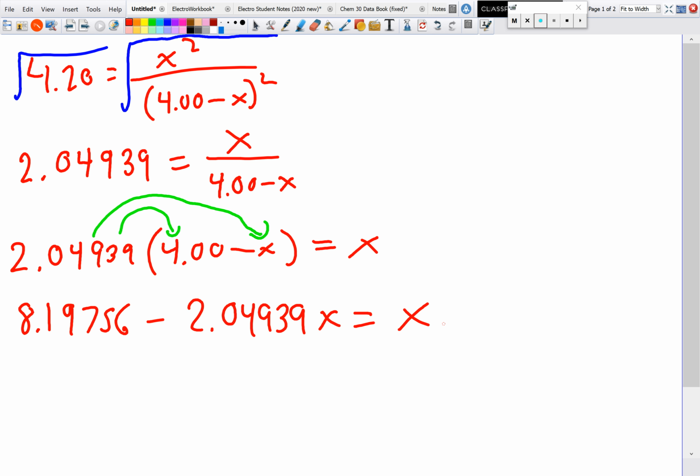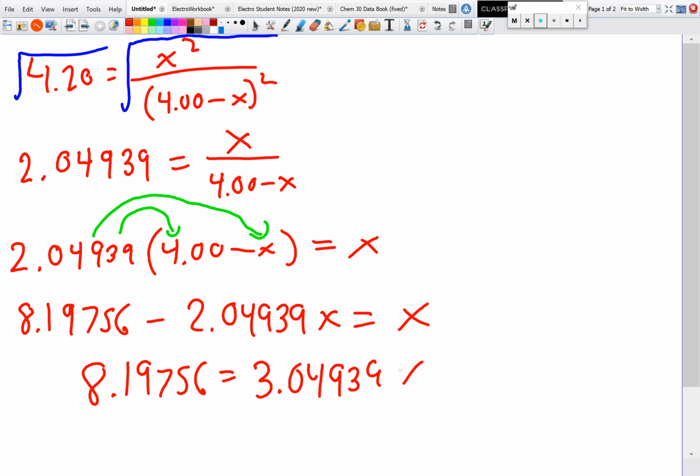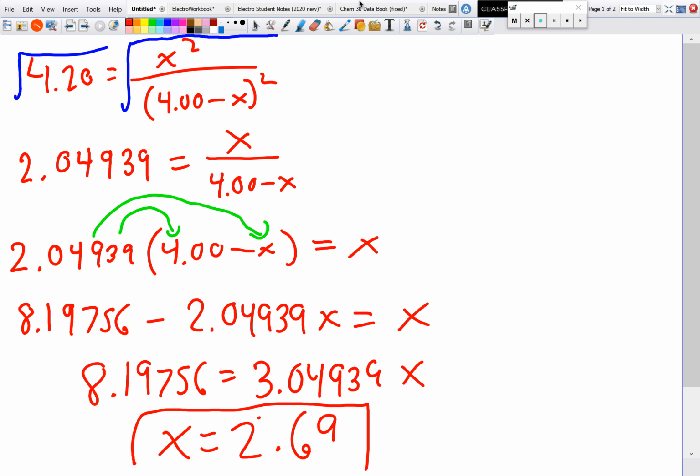And of course, once we rearrange and solve for this, we're going to bring this over here, and this is going to turn into a positive. So we get 8.19756 is equal to 3.04939x, and we divide both sides by 3.049, and we end up getting x is equal to 2.69. And that is perfect, because from our previous page we had at equilibrium the concentration of CO is equal to 4.00 minus x.